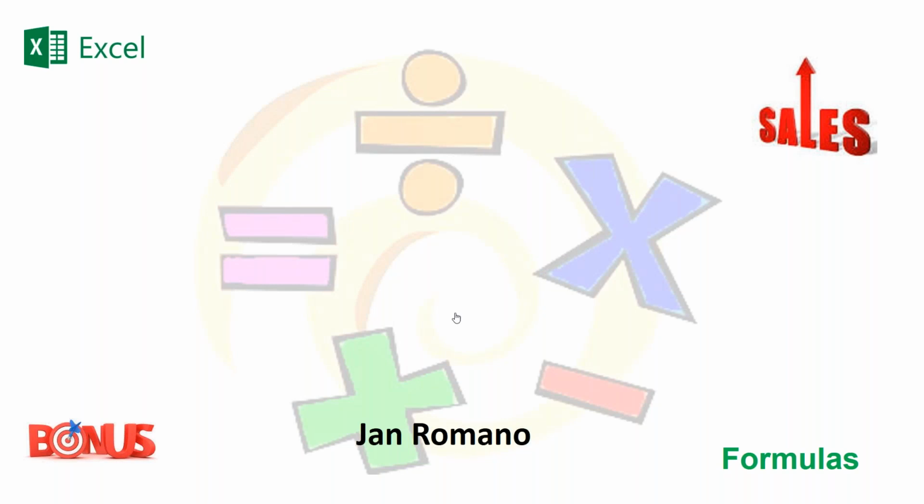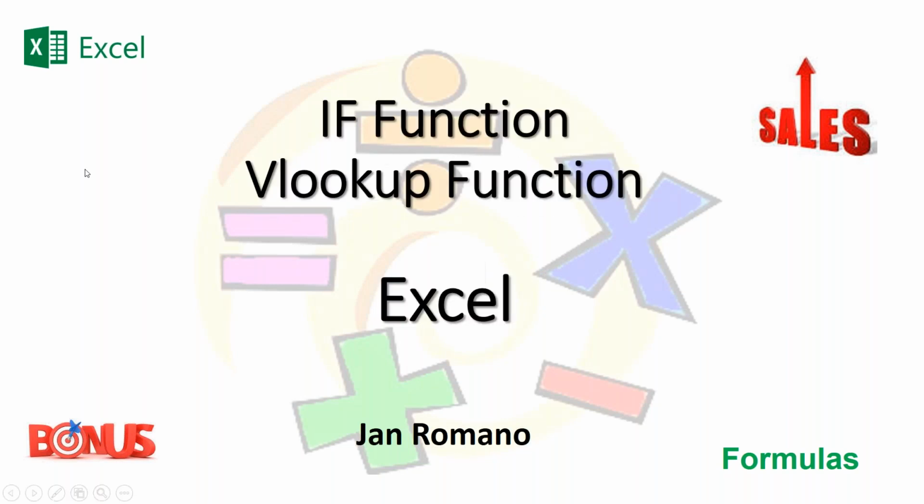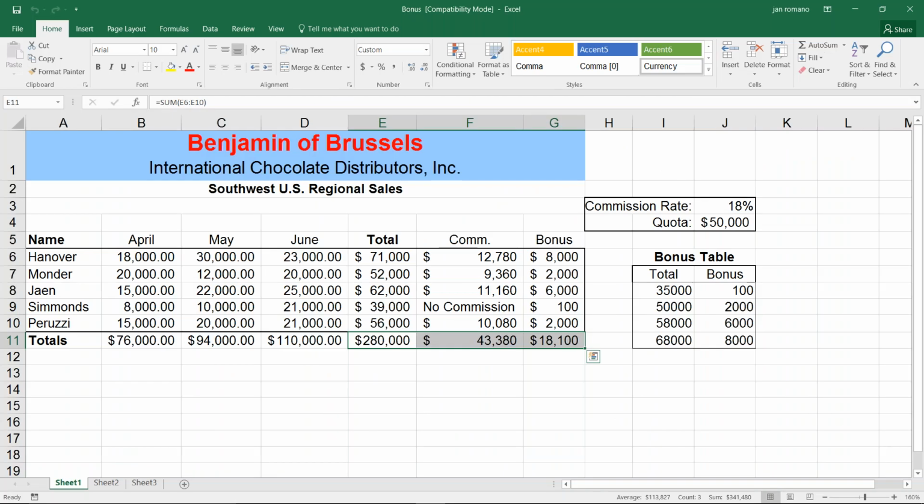We're going to talk about if functions and VLOOKUP functions today in Excel. We have a little webinar that we did on VLOOKUPs, and now we're doing the if functions, and you can look at them separately. I'm going to bring up the same file that I used for VLOOKUPs though, and it is the file that has the Benjamin of Brussels. I have the commission answers here so that you can see what we're about to do.